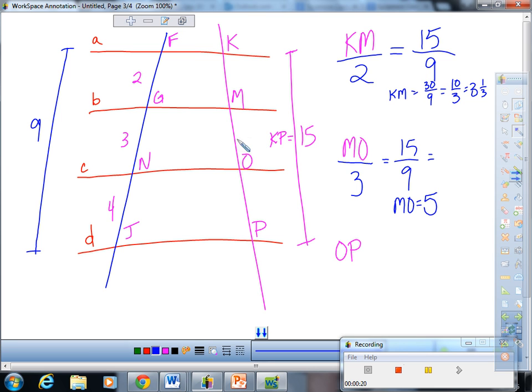And finally, OP is to 4, like 15 is to 9, and you get OP is 60 over 9, which is 20/3. Notice, that makes me feel good. This one's 20/3, this one's 10/3. If you notice, this side is twice of that side, so I'm very confident that I got it right at this point.